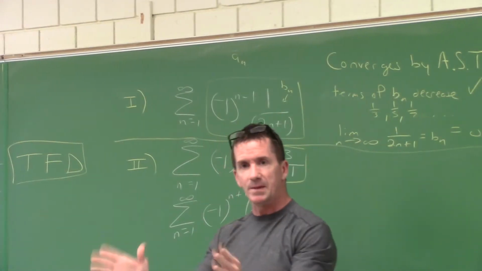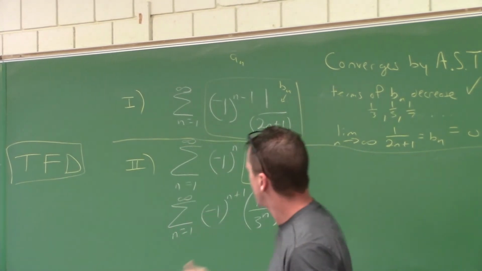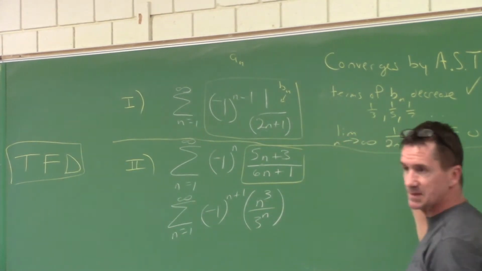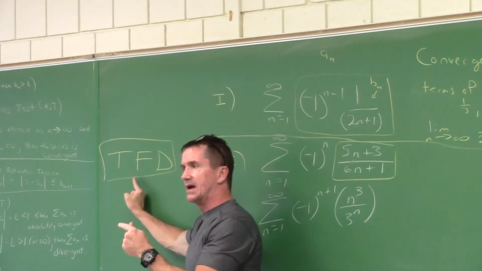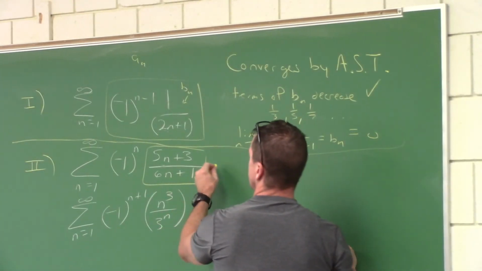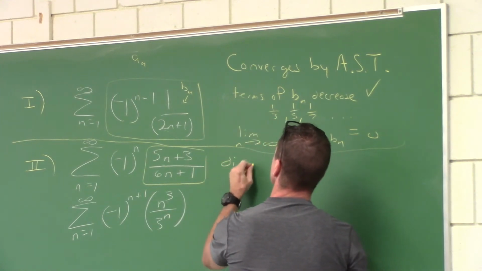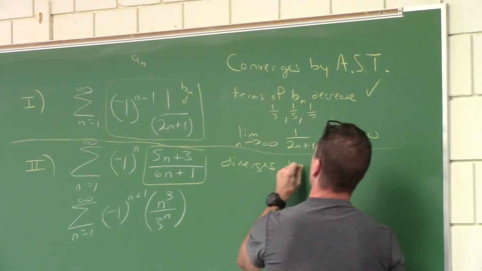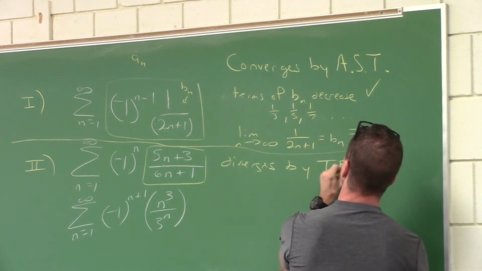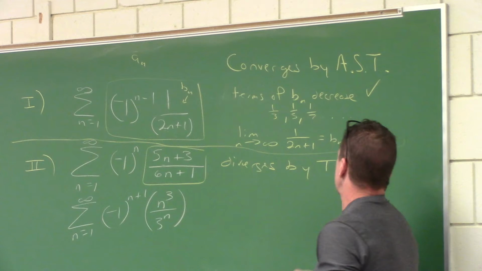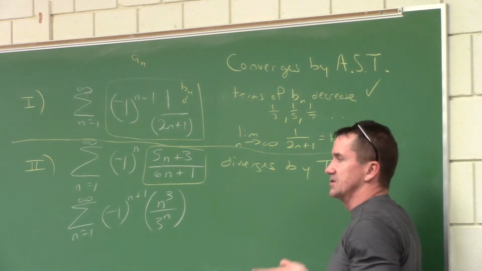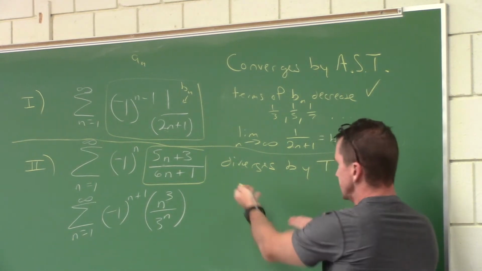And I'll write that down. But I want to be clear. If you try alternating series test and you notice you can't use it because the limit's not equal to 0, go right to limit test for divergence. Go right to that. So I'm going to say that this series diverges by test for divergence. And then I have to somehow justify what test for divergence is, right? So let me just, it doesn't take much room here though.